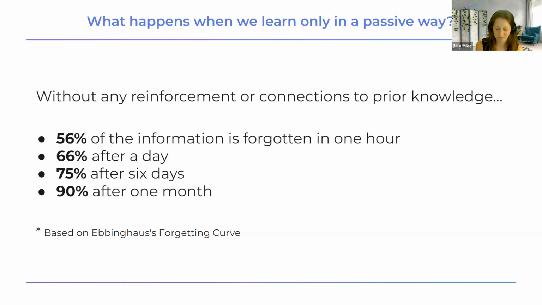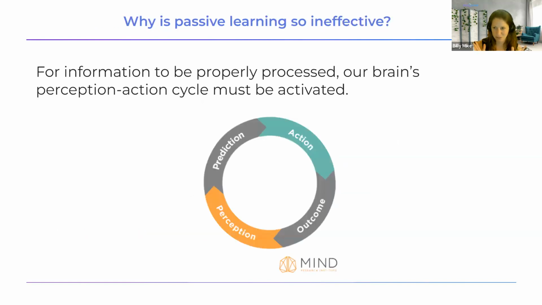And I want to talk about why it happens. It starts with the way our brain is designed to absorb information, is designed to learn. So we're looking now at what's called the perception action cycle. This cycle describes the way that we learn and the way that we develop new skills.